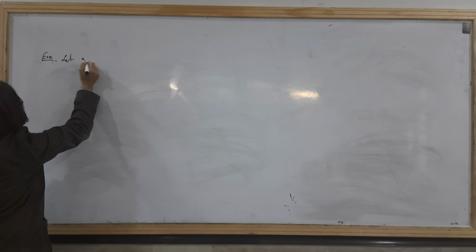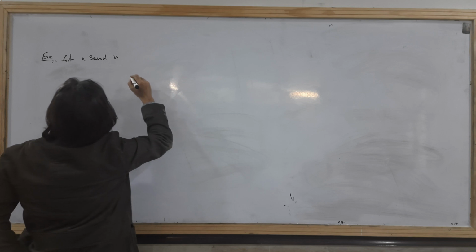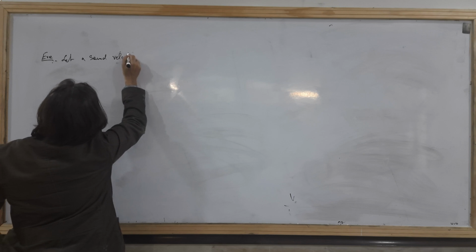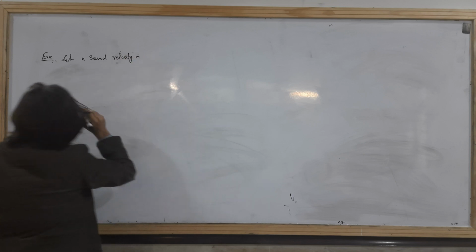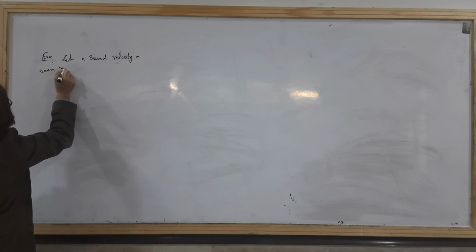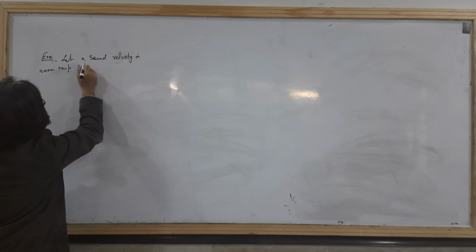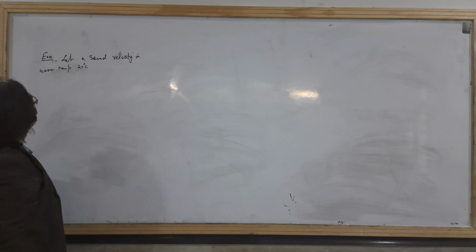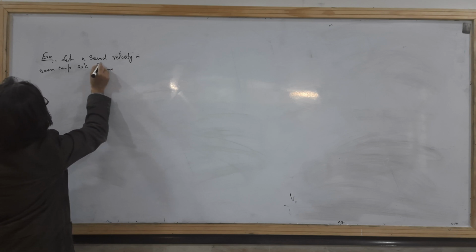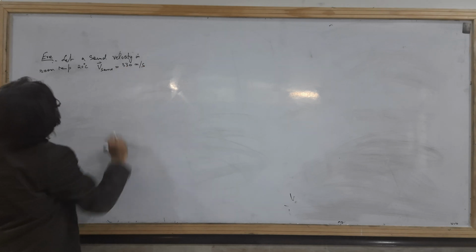Let the sound velocity in room temperature, 20 centigrade, be V sound. Let the sound velocity in room temperature is V sound, which is 330 meter per second. Okay.